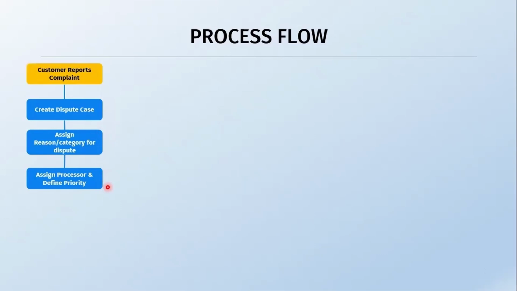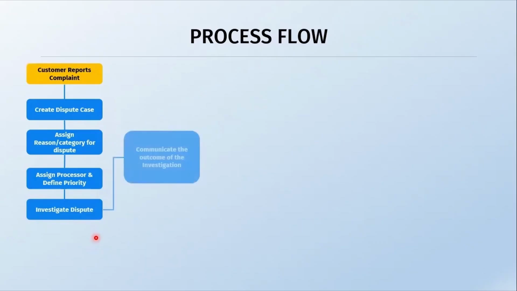The case is allocated to the responsible person, and the priority is set based on the severity or customer importance, whether it needs to be a high priority dispute case or a medium priority dispute case. Then the investigation of the dispute case starts. The processor examines the document, checks history, and collaborates internally to understand the issue.